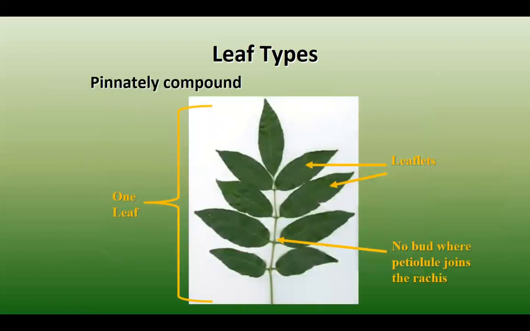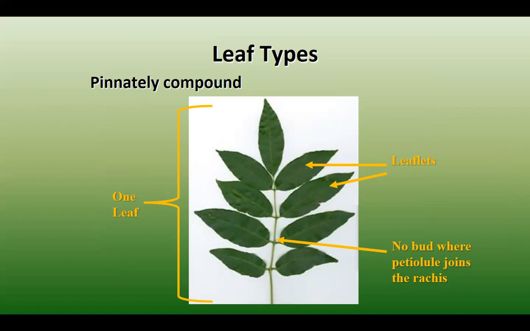And so I'll cover pinnately compound leaf types. Here, what you guys are looking at is an ash leaf. And believe it or not, that whole structure that you see right there is one leaf. I know we commonly would think of each one of those little, oval shaped green things as a leaf, but as the slide shows here, those are actually leaflets. So the whole thing together collectively is a leaf.